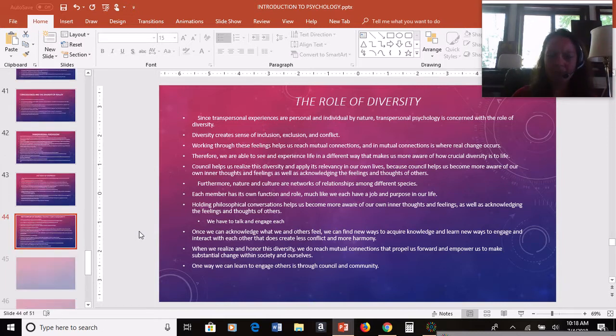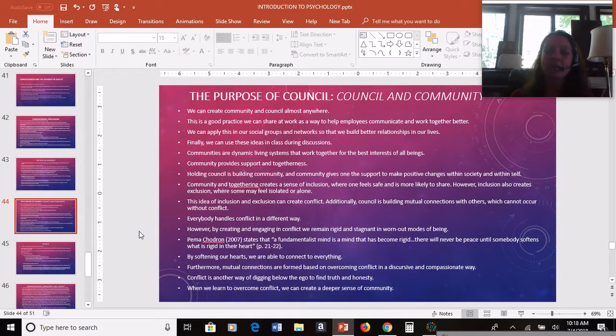So when it comes to diversity and these ideas of conflict, we want to look at how we go about creating our groups and how we communicate with others. So we bring in these ideas of counsel and community.